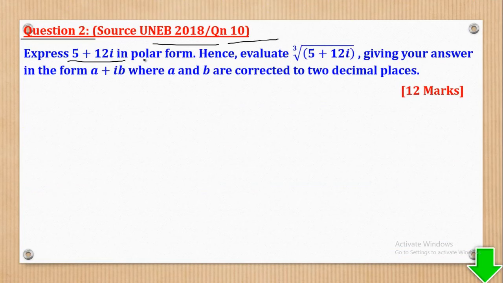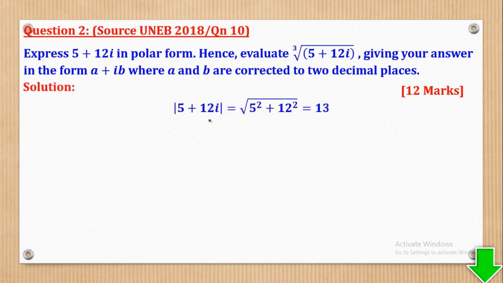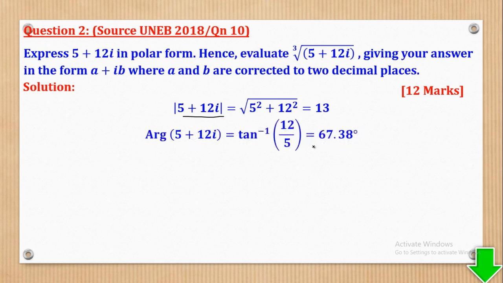express this in polar form. Now polar means modulus argument, and hence evaluate the cube root of this, giving your answer in the form a plus ib, where a and b are corrected to 2 decimal places. Now here they have specified the number of decimal places. If they don't, you use 4. So the first step is to get modulus and argument, which is that.